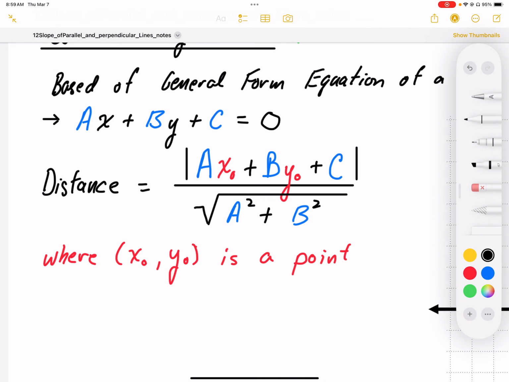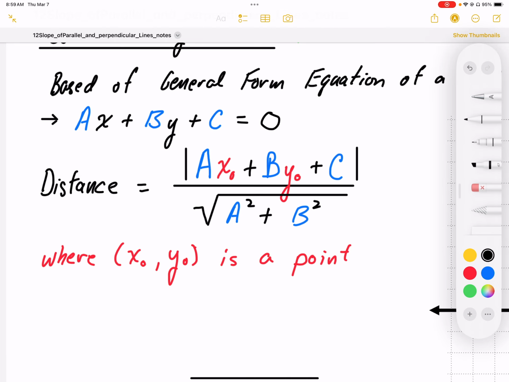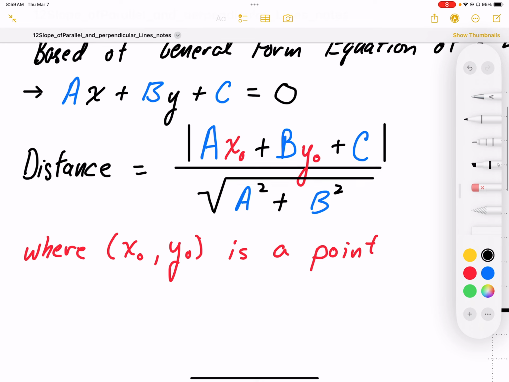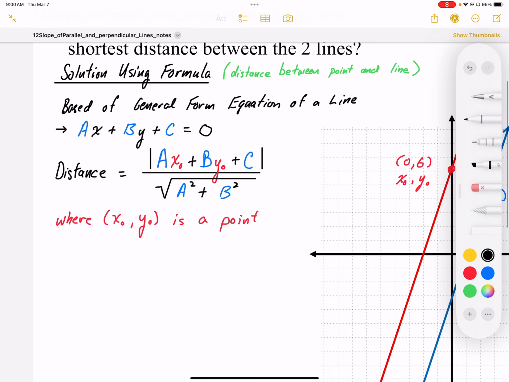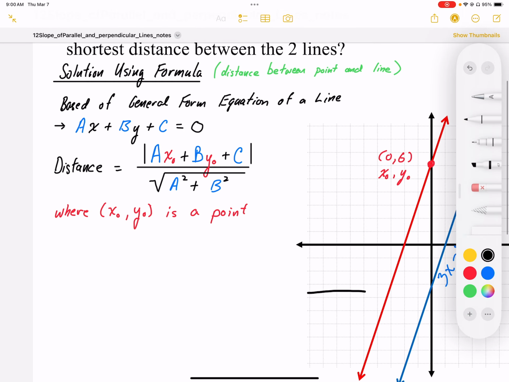Once we've done that, we can use the A, B, C coefficients generated and put them into the distance formula. The distance formula is the absolute value of Ax0 + By0 + C, all over the square root of A squared plus B squared. The x0 and y0 just represent some point in space. So we have a line that's Ax + By + C, and we're going to find the distance to some point.